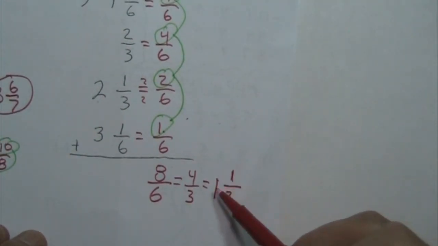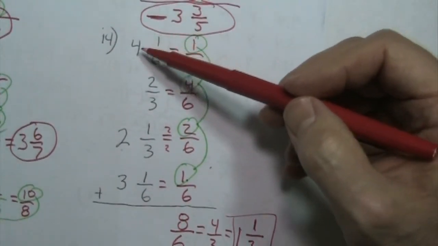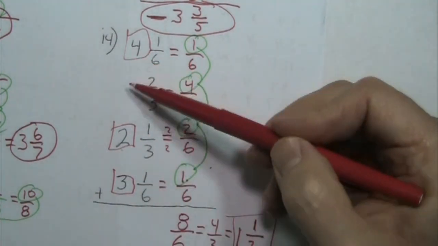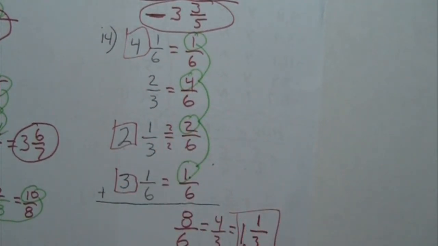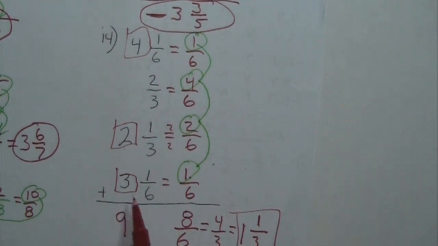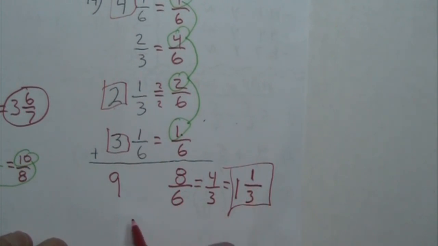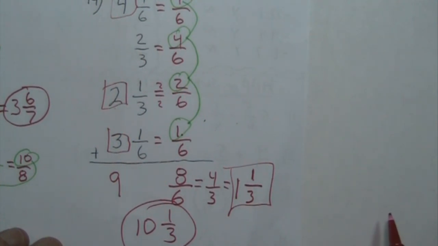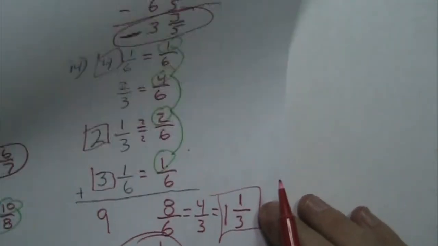And now, that's not my answer though. I still have these whole numbers. I still have 4, 2, and 3. 4 and 2 is 6, 7, 8, 9. And wait, you've got one more over here though. Okay, so this is 9. So you have 9 and 1 and 1/3. So the answer is 10 and 1/3. Okay, so hopefully that makes sense to you.